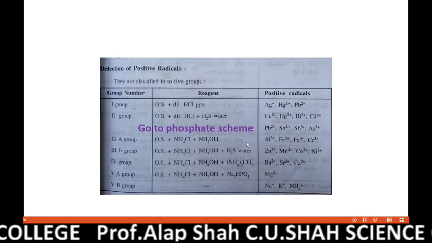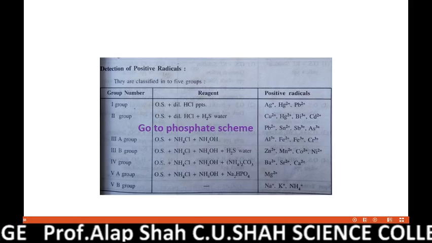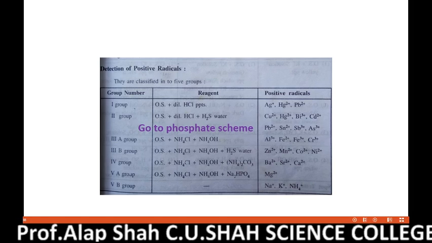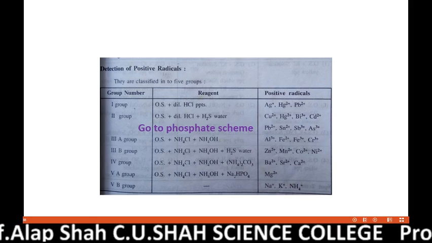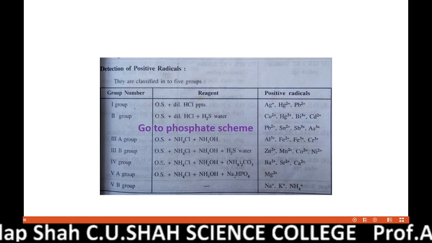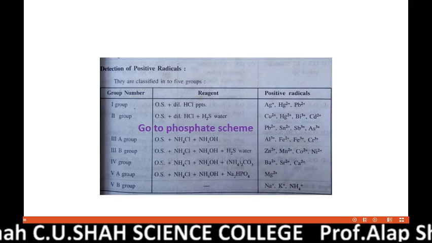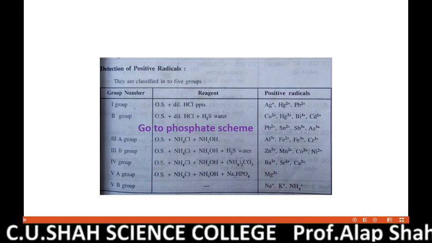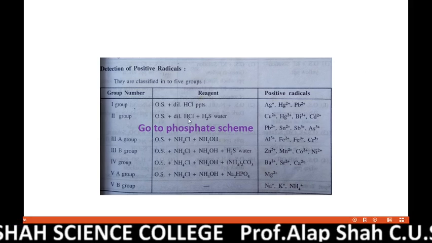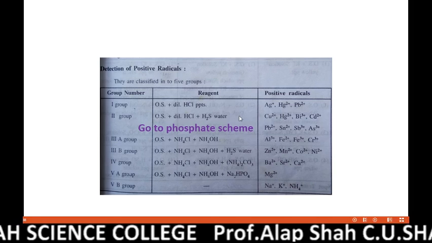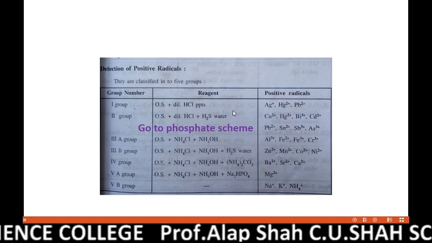Now let me tell you the reason why it is so. This question is also asked by examiners in a practical. Why do we perform the phosphate scheme after the second group? Friends, the reason is that phosphate is insoluble in water, so we prepare OS in HCl. For all the insoluble compounds, we prepare OS in HCl. Now you can see that in the first group, the reagent is HCl, and in the second group we also add HCl. So the overall medium is acidic. Insoluble phosphate remains soluble in the acidic medium.